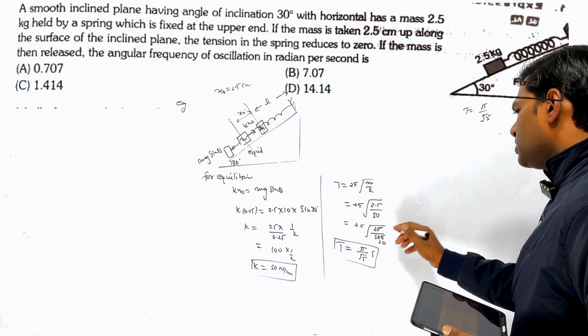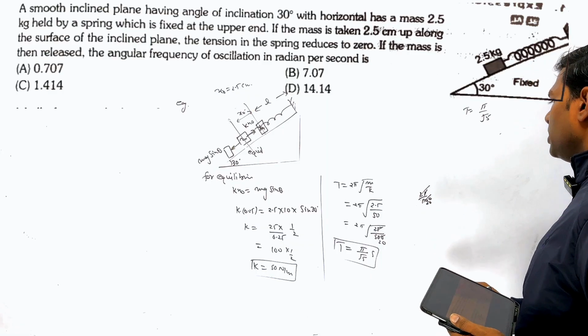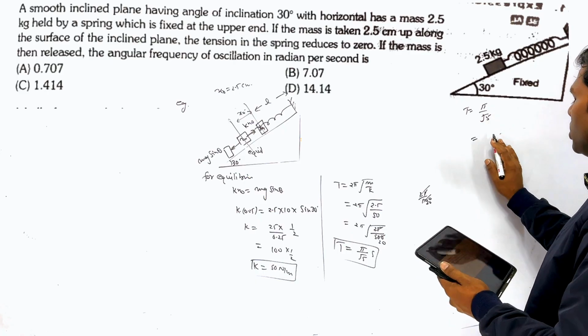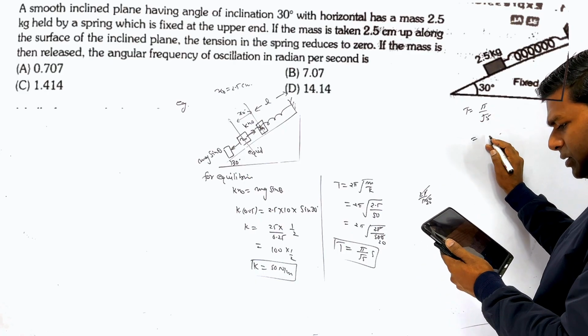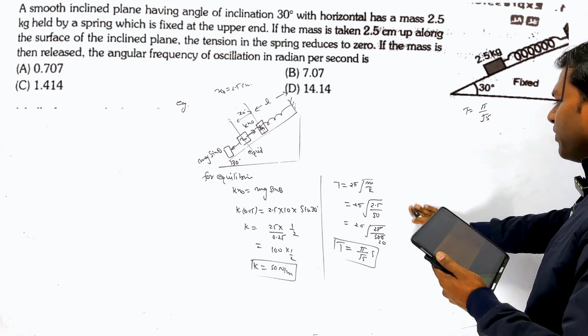2.5, 25 by 500, 25 दूनी 500, बिल्कुल सही बात है. And find this value, 3.14, right? Oh, okay, they are asking the angular frequency.